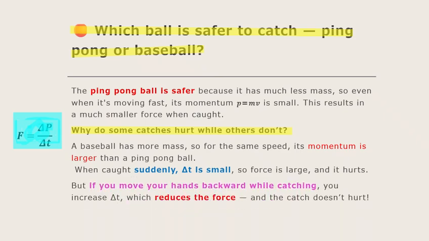And it hurts. So when you move your hands backward while catching, you increase the time, which reduces the force, and the catch does not hurt. Right?